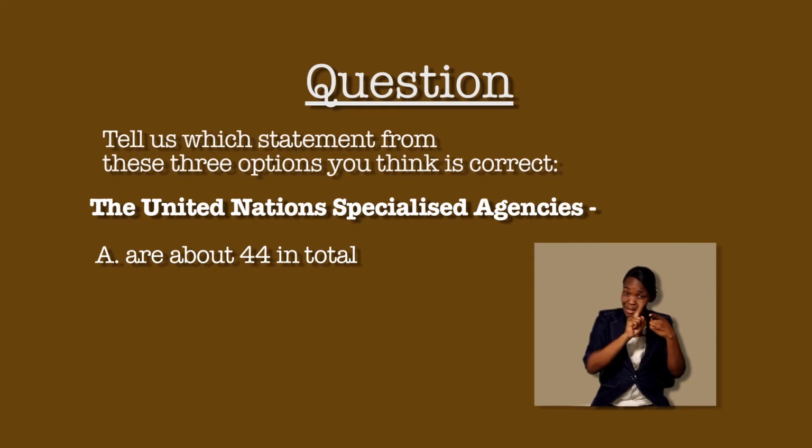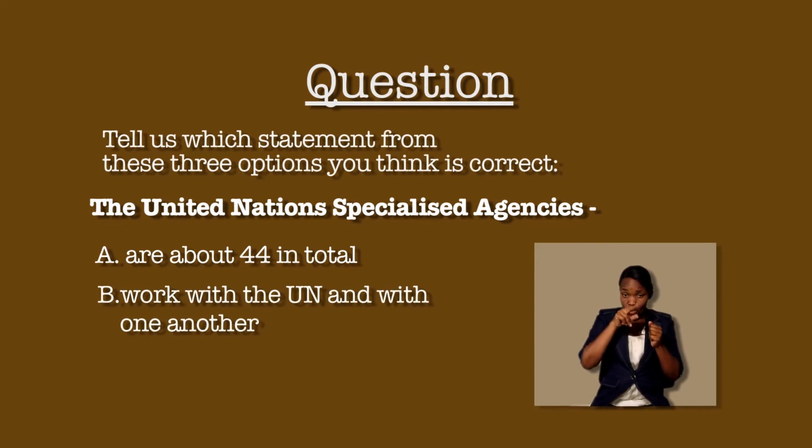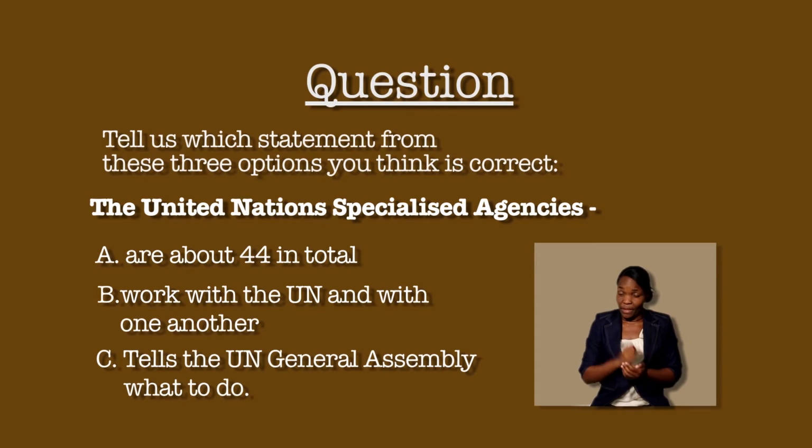The United Nations specialized agencies, A, are about 44 in total. B, work with the UN and with one another. Or C, tell the UN General Assembly what to do.